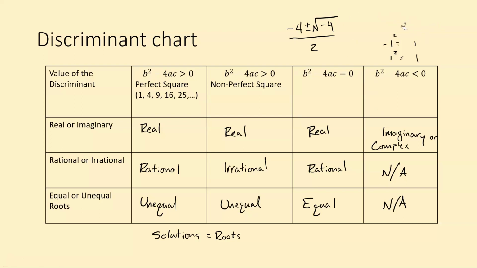And you will learn about that more later in your math career, or maybe you've already learned a little bit about it, but we're not going to go too in depth on it here. All you need to know right now is that if the discriminant is negative, if it's less than 0, then you have imaginary or complex solutions.